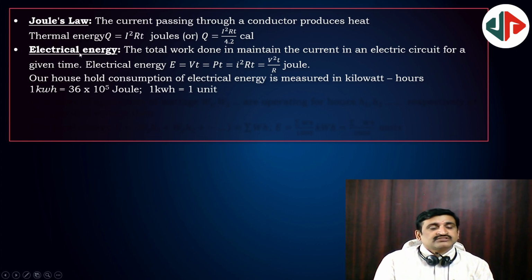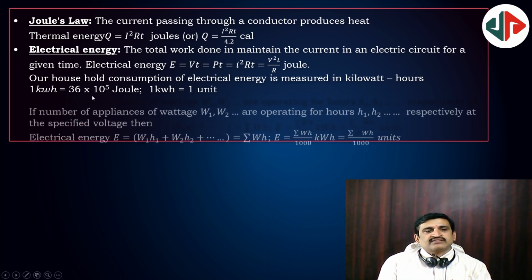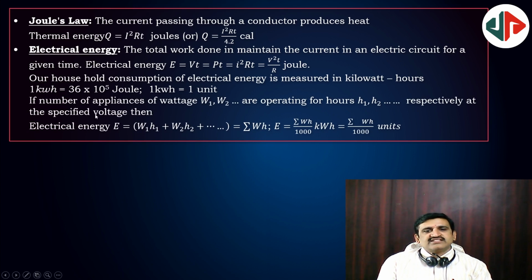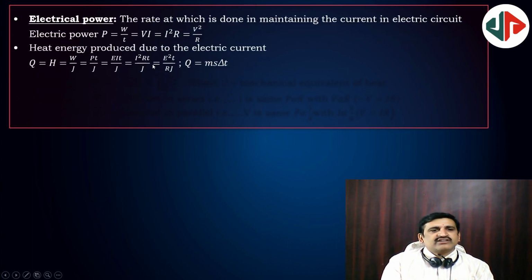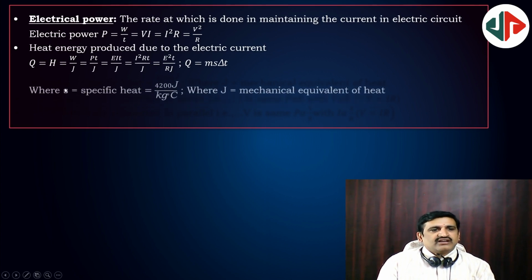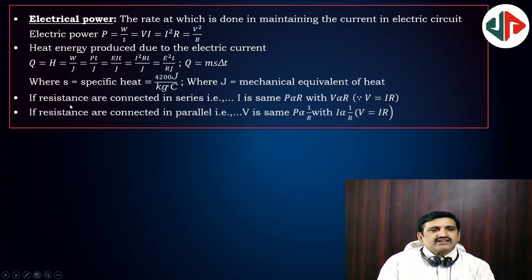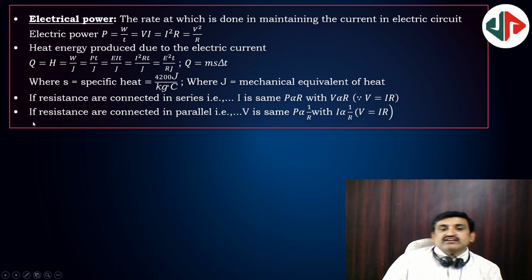Next, household consumption of electrical energy is measured in kilowatt hours. 1 kilowatt hour is equal to 3.6 into 10 power 6 joules, and E is equal to WH/1000 kilowatt hours. Electrical power is equal to W/T, that is V into I, I squared R or V squared/R. If resistances are connected in series, I is the same, so P is proportional to R. If resistances are connected in parallel, then V is the same, so P is inversely proportional to R.